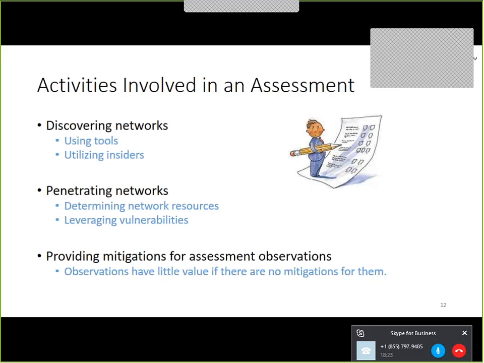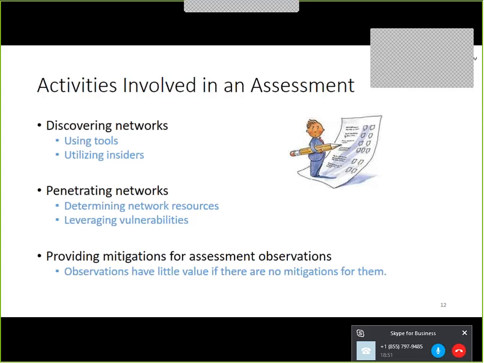So when you do an assessment, what types of things do you have to do, right? So one is you have to discover, when you're looking at a system, for instance, what are all of the components that are connected to it? I have to scan the network, right, and look at what's open in that. You can do that with tools like Nmap as an example, or you can use insiders to provide information to you. Social engineering and convincing somebody to give you network diagrams, for instance, when they shouldn't be giving you network diagrams.